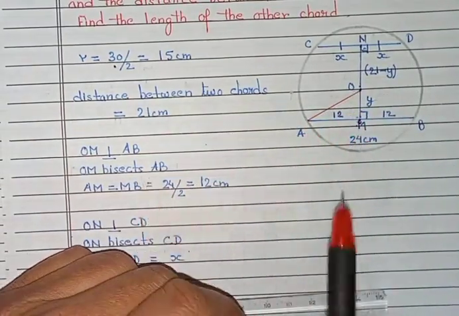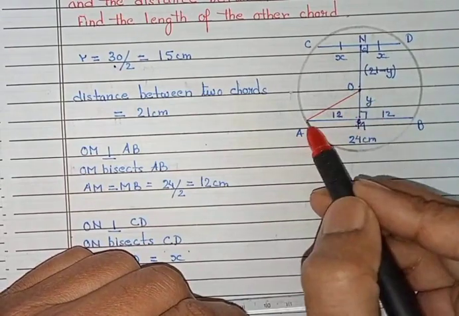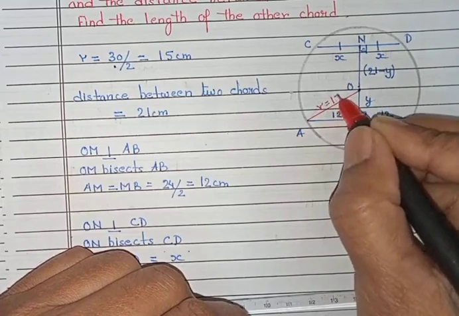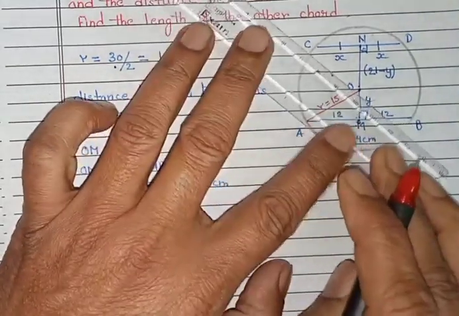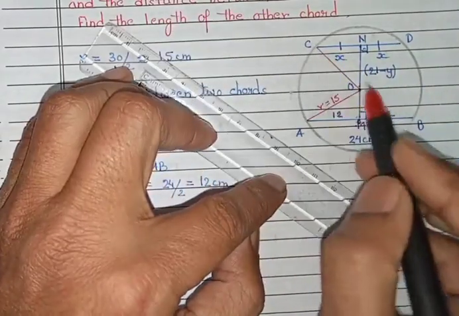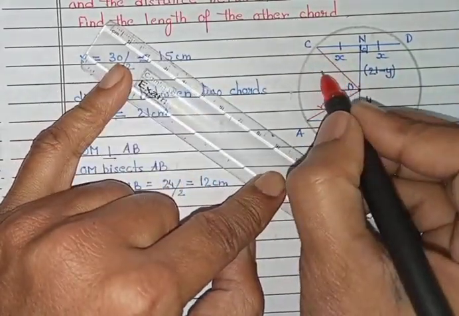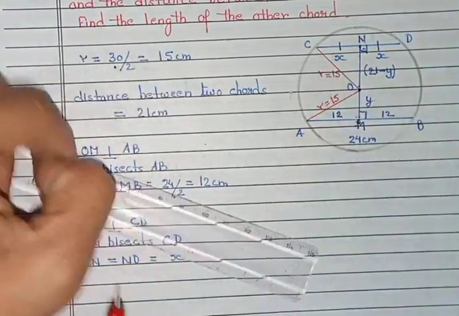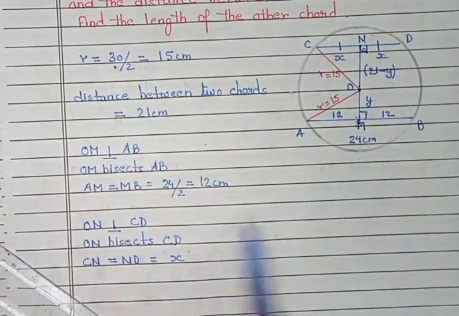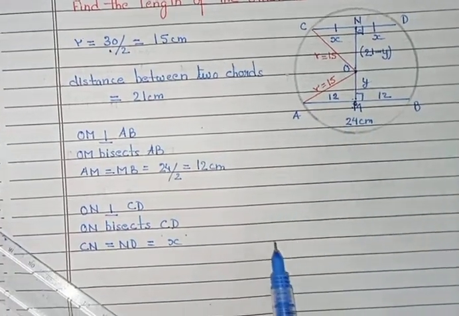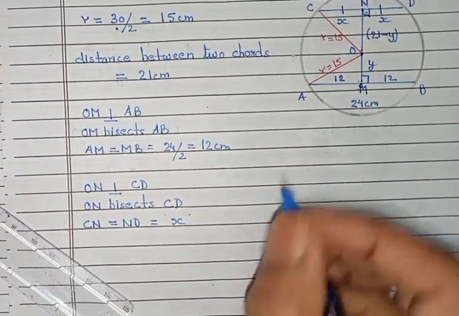OAM. It's a right angle triangle, and this OM, this is the radius, and the radius is known to us as 15. Then we will get a right angle triangle here. Now here OC is the radius and radius is 15. Now let's solve the triangle AOM. It's a right angle triangle, you can see AOM.